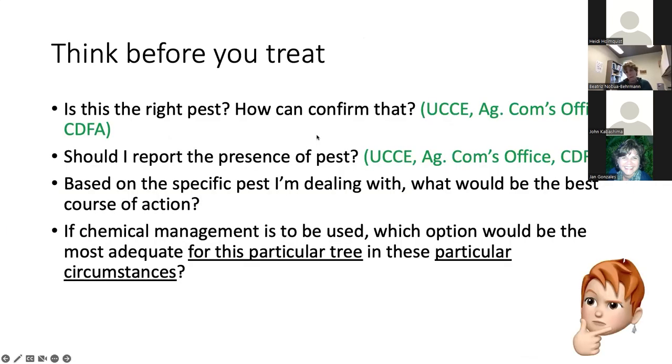So to keep it, you know, the idea here is you can treat, but you have to think before you do it. So first you have to make sure it's the right pest. As you saw with John's talk, if it's shothole borer and the tree is not infested, you don't want to treat. But with GSOP, you might want to treat even if the tree is not infested, as long as there's GSOP in the surrounding area.